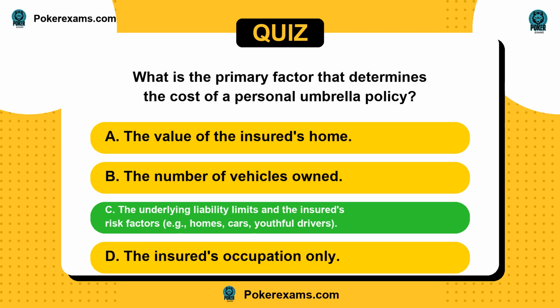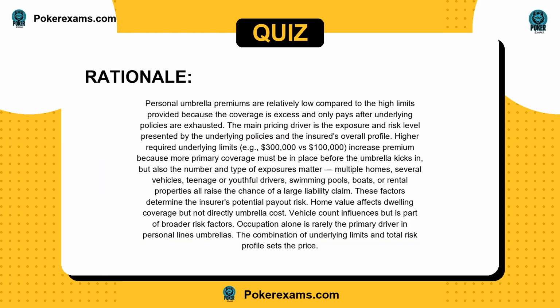The answer is C. Personal umbrella premiums are relatively low compared to the high limits provided because the coverage is excess and only pays after underlying policies are exhausted. The main pricing driver is the exposure and risk level presented by the underlying policies and the insured's overall profile. Higher required underlying limits, e.g., $300,000 versus $100,000, increase premium because more primary coverage must be in place before the umbrella kicks in, but also the number and type of exposures matter.